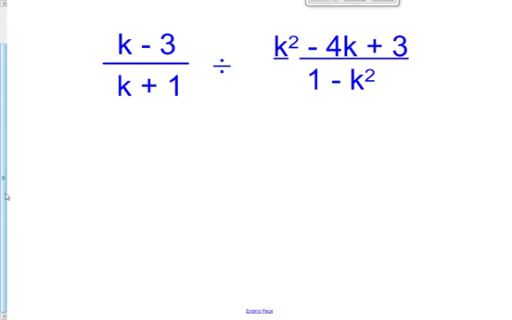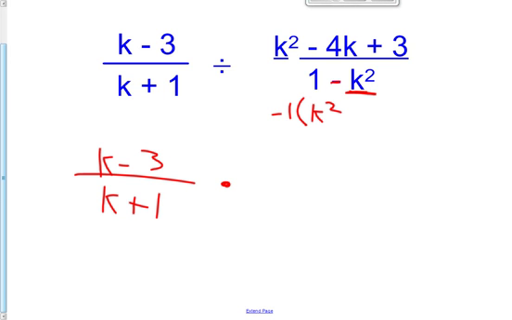Here we have k minus 3 divided by k plus 1. Let's multiply it by the reciprocal. What I'm going to do here, class, I always like my variables positive if I can. Right now it's a negative k squared. So let's take out a negative 1. And now we're going to make it a positive k squared. So I factored out a negative 1. And now instead of a positive 1 right here, after you take out a negative 1, it changes the sign. So it's now a positive k squared and a negative 1. That's what happens when you take out a GCF of a negative 1.